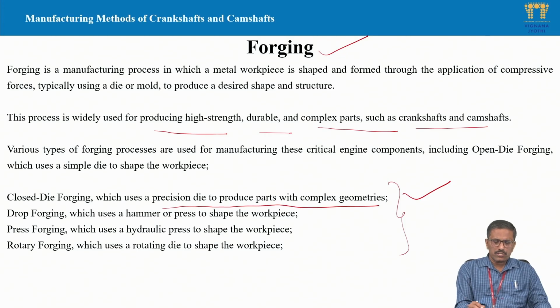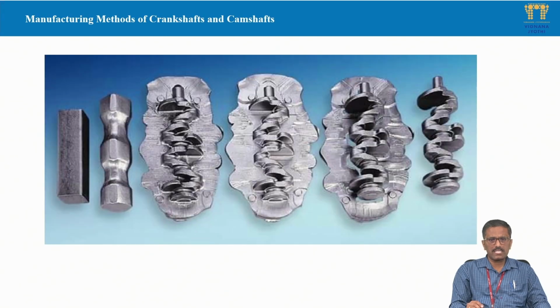Next to closed die forging, we also use drop forging, where we use hammers or a press to get the shape. The next one is press forging, where we use hydraulic fluids to get the required pressure or force on the dies so that we get the required shape. The last one is rotary forging, but we very rarely use this forging process to get the camshaft and crankshaft.